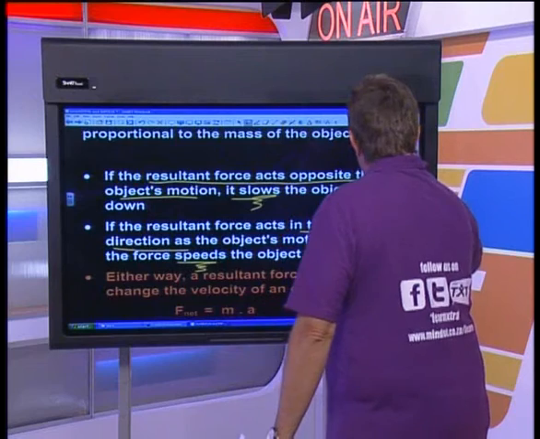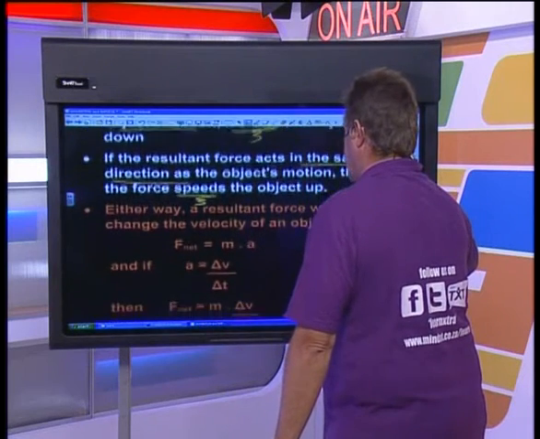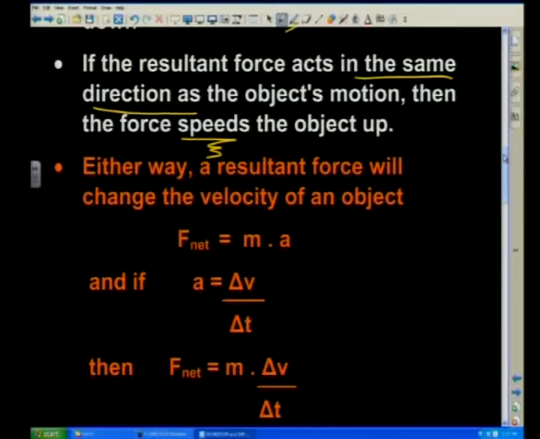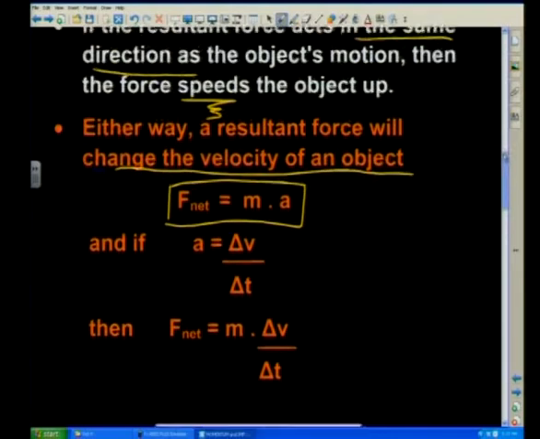So, how do we put this all together? Either way, the resultant force will change the velocity of an object. So therefore, if we take my Newton's second law equation, F net is equal to m times a, and we know from mechanics that acceleration is the change in velocity over the change in time.